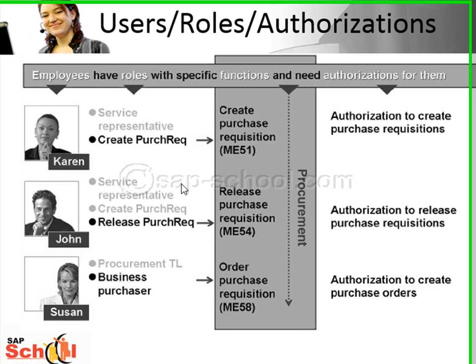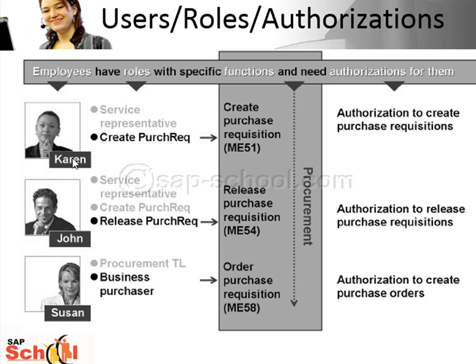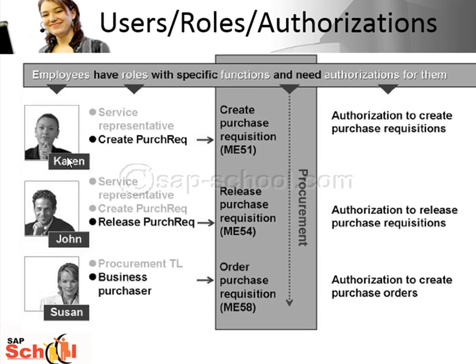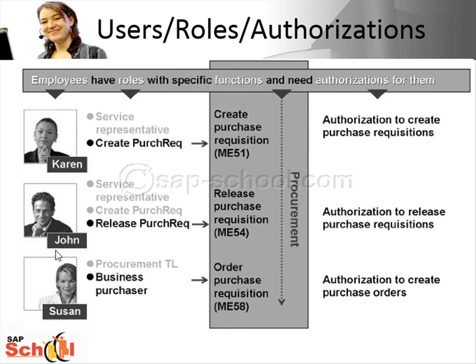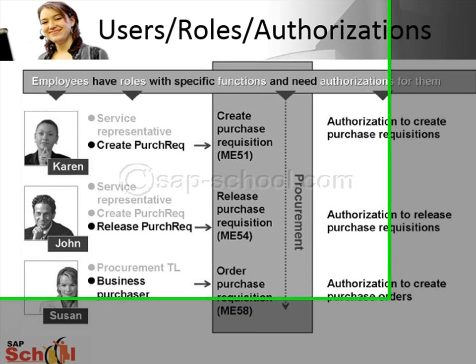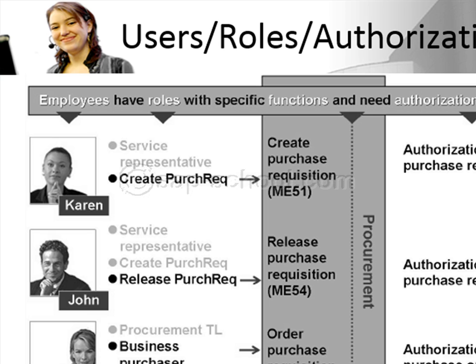People perform various roles that belong to business scenarios. So in this figure, Karen performs the create purchase requisition role in the procurement business scenario. John is assigned to the role of service representative, create purchase requisition, and release purchase requisition. This means that a person can have multiple roles. A role is a group of activities performed in a business scenario. For example, the create purchase requisition activity belongs to the create purchase requisition role. A role includes all the activities that can occur in a given scenario.